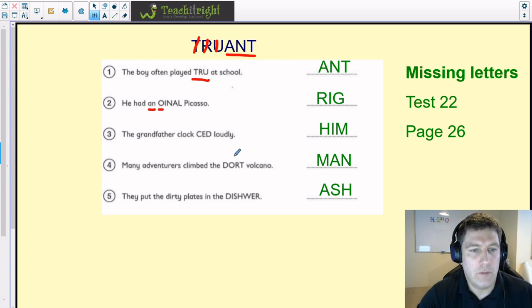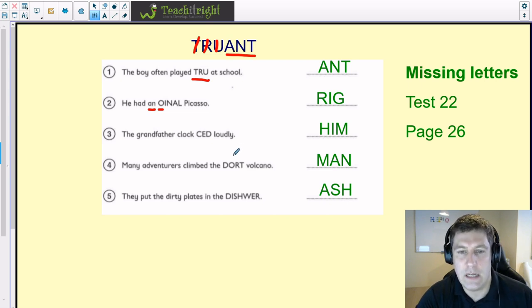Number 4, we've got many adventurers climbed the something volcano. Some of you may have heard of the word dormant. Dormant volcano, a sleeping volcano, one that doesn't erupt. So if they were climbing the volcano, yes, it's very likely to be dormant. So many adventurers climbed the something volcano. What sort of volcano could it be? And yes, dormant is what we need there. So really look at those letters to give you a bit of a clue.